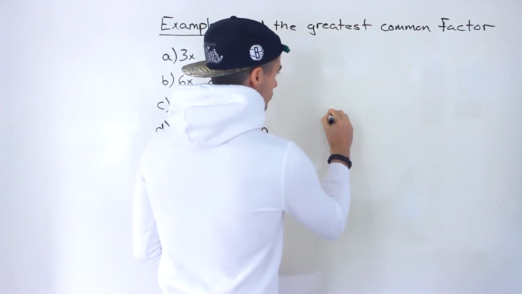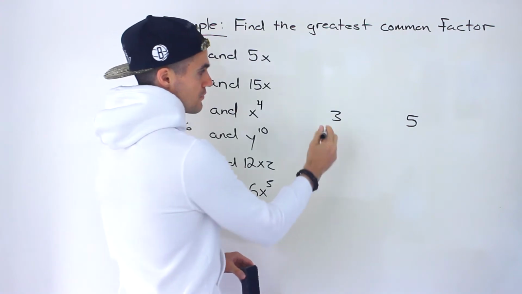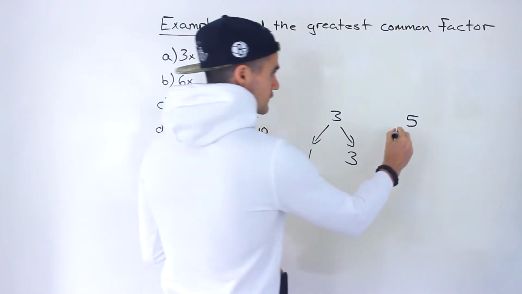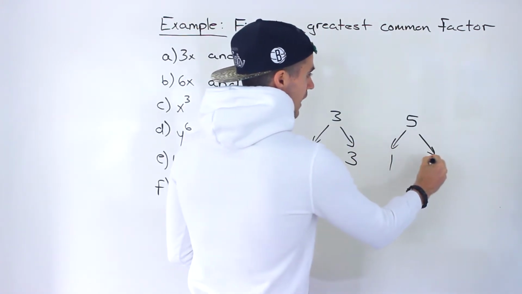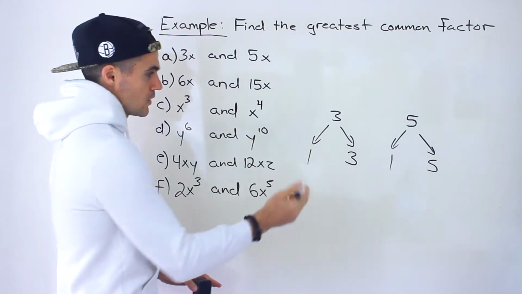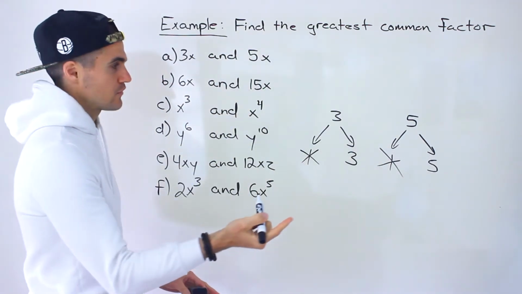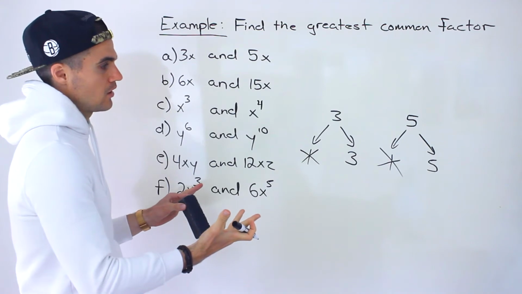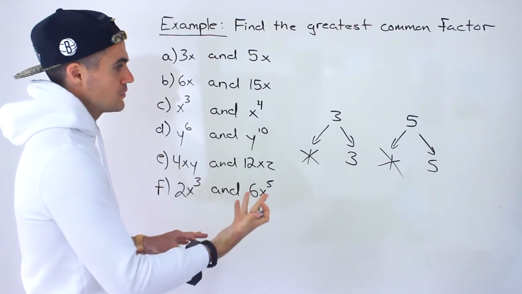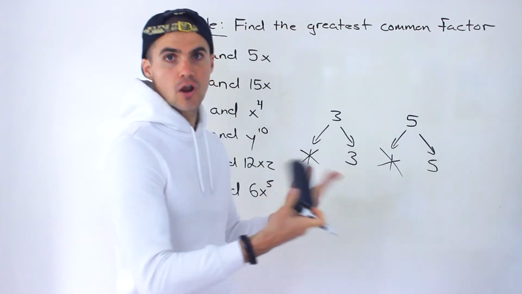So if we look at just 3 and 5 separately, what are the factors of 3? Well, it's just 1 and 3. What are the factors of 5? Well, it's 1 and 5. Now, because 1 is a factor of all integers, we don't look at 1 as a potential greatest common factor, because it's always going to be common in all of them, right? So we look at all other factors but 1. So we always ignore 1, and notice that between 3 and 5, those are not common.